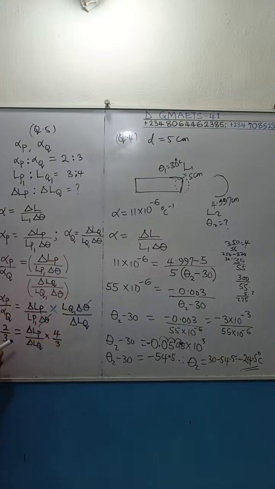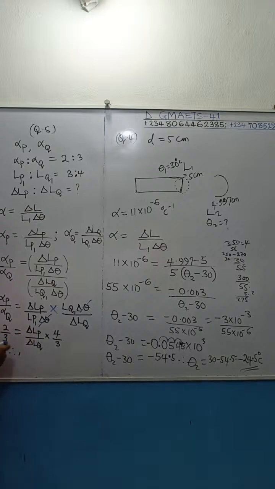So with this, all we have to do is to make this guy the subject of the formula. Just follow along. Let me do it once. Are you following? This is just like cross multiplication. This 4 will multiply this 3, and then this 3 will multiply this 2. Cross multiplication.